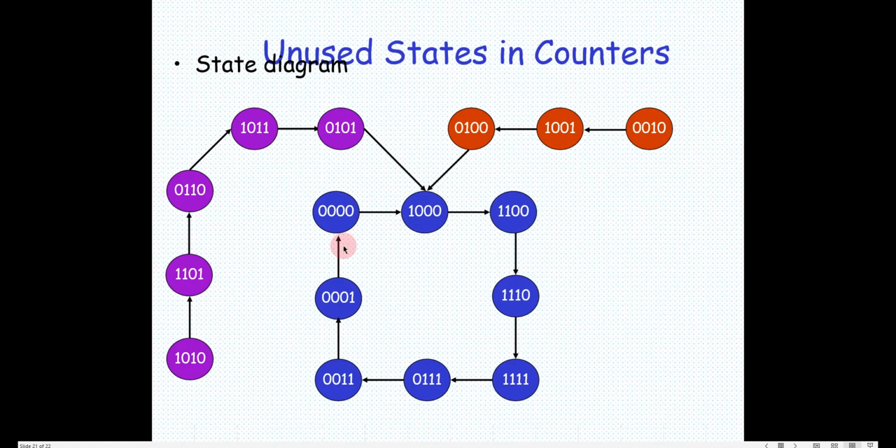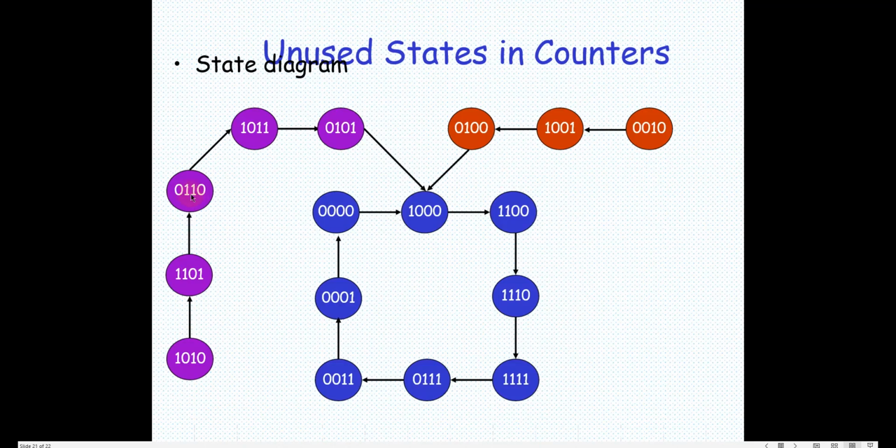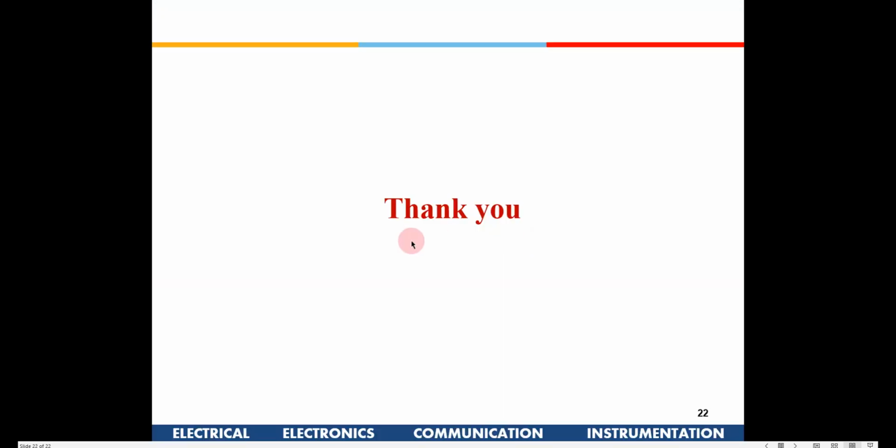The other option is this one; somebody optimized it, and it requires very little hardware. Otherwise, for each of these states, you have to make a circuit which will bring it to 0. This will bring it to 0, and that will bring it to 0. You can do that also. So that is all about the synchronous counter.